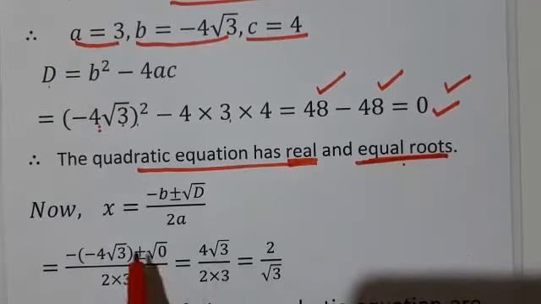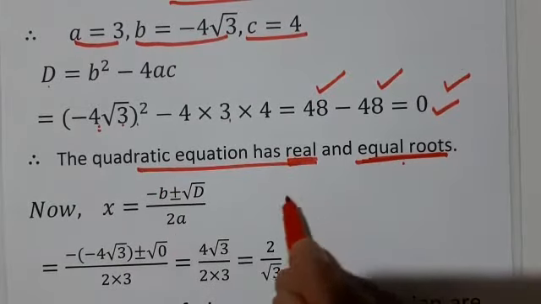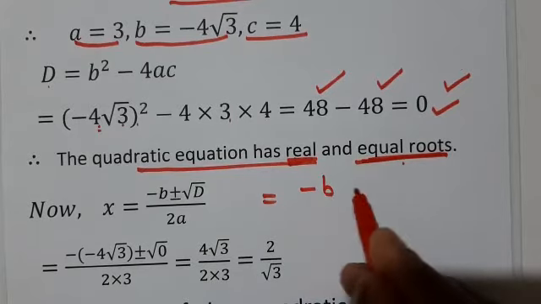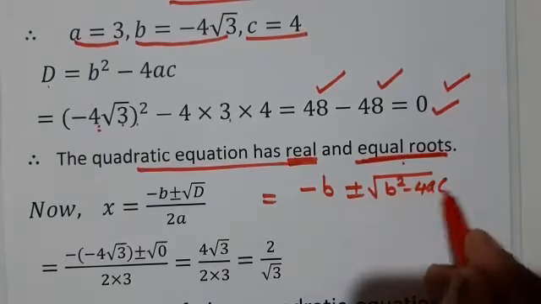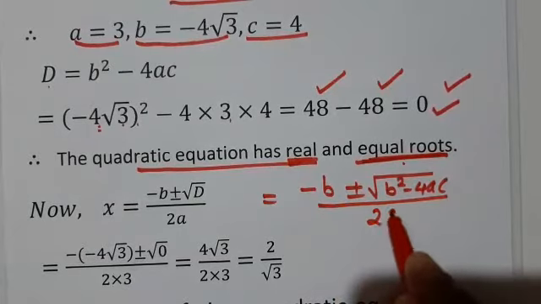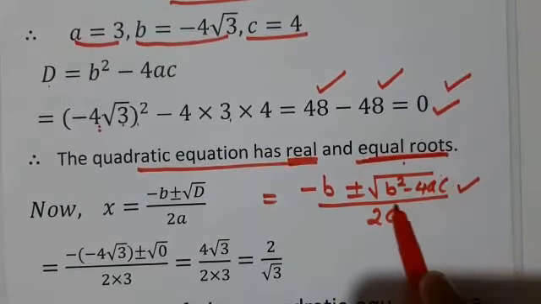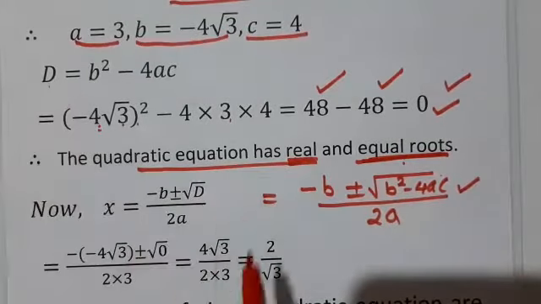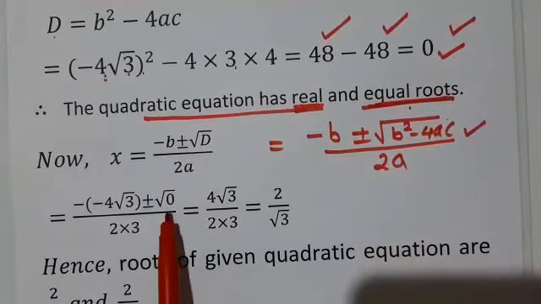Now we have to find the roots. X equals minus b plus minus root of D upon 2a. Actually, this formula is minus b plus minus root of b square minus 4ac, whole upon 2a. This is the formula. And this value b square minus 4ac is D. Then here we will put D. Now put the value of D, 0.